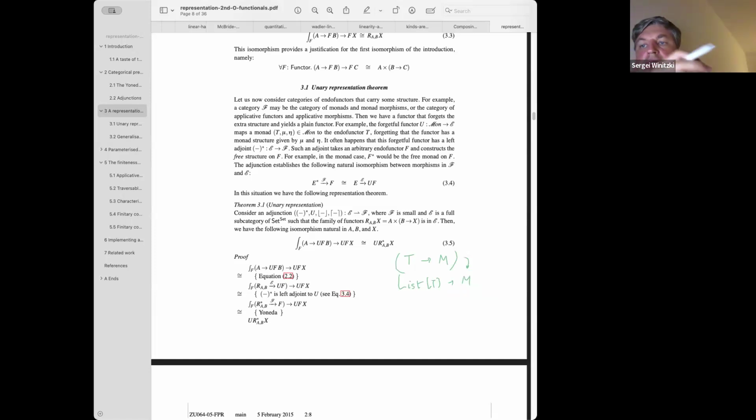So this is a simple example of the same thing. If you have T to M, then you have list of T to M. And vice versa. If you have list of T to M, which is a monoid morphism, then it's equivalent to having just T to M. And so this is 3.4. This is the equation 3.4. So these two are equivalent. Functions T to M are equivalent to monoid morphisms of list T to M.